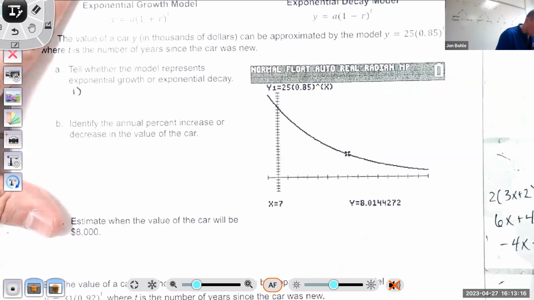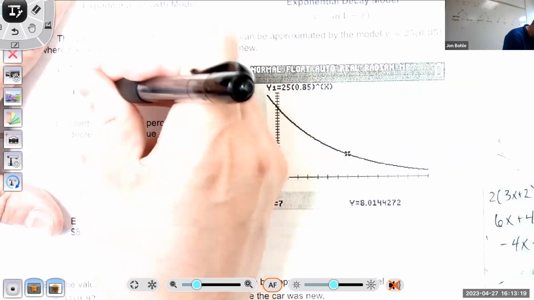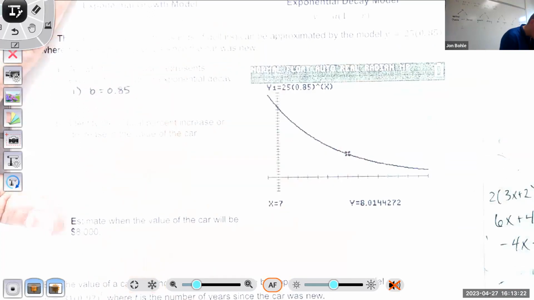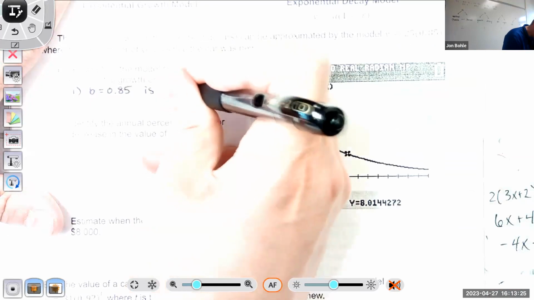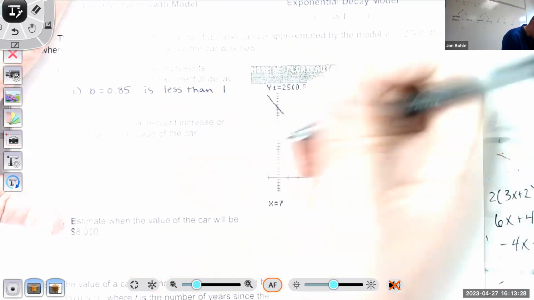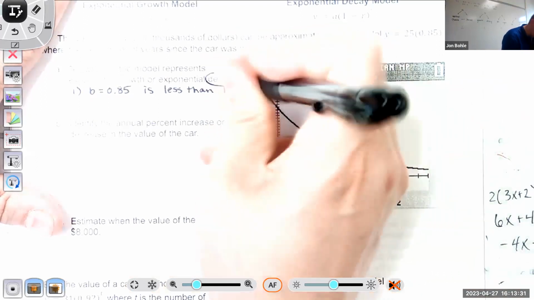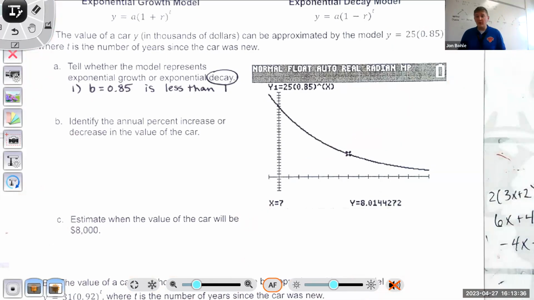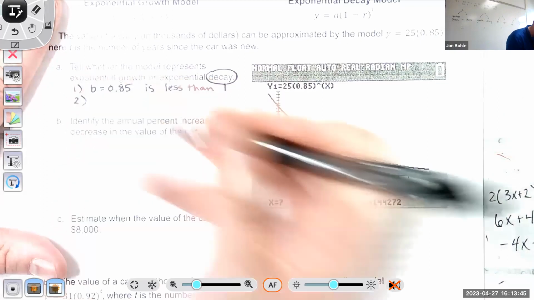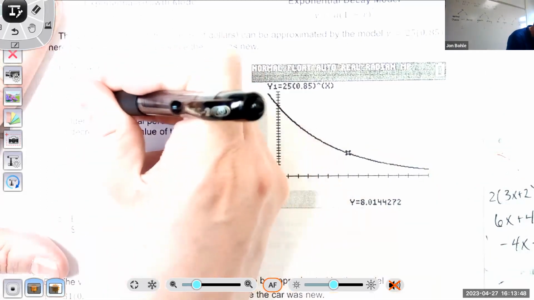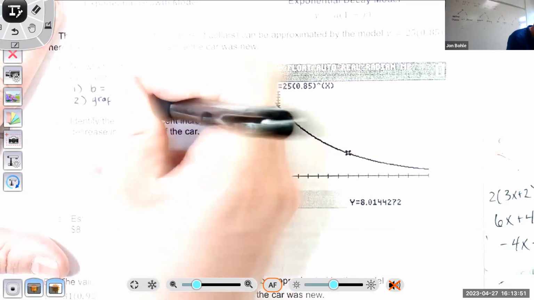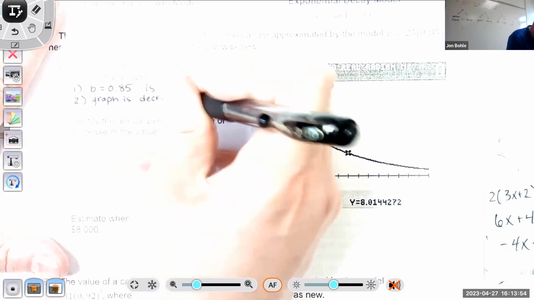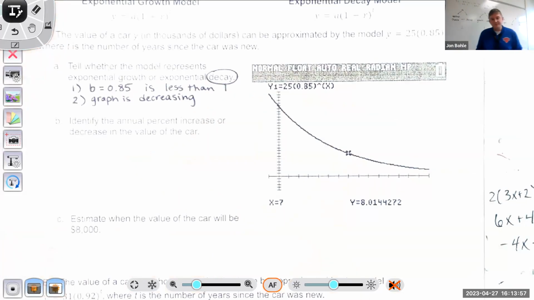The first reason is the b value, which is 0.85, is less than 1. Since it's less than 1, I know that this is going to be an exponential decay function. If it's less than 1, we learned on the previous page, that's a decay function. The second thing: it does give me the graph here. We know that the graph is decreasing. Since the graph is decreasing, we know that that is going to be an exponential decay function.